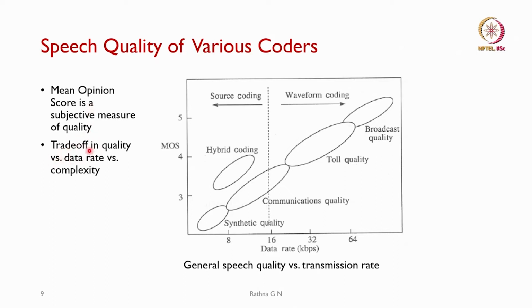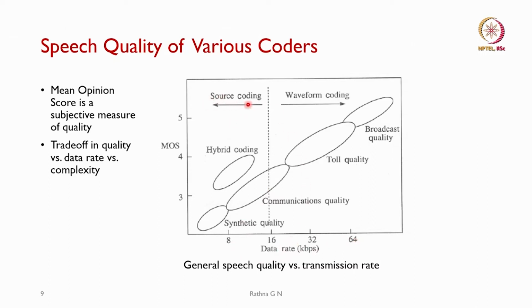So, the other one is the trade-off in quality versus data rate versus complexity, which is shown here. You have seen here that general speech quality versus transmission rate has been plotted. This is the x axis, whereas here the MOS, our mean opinion score, is put. You will see that for synthetic quality, the data rate goes from 8 kilobit per second to 64 kilobit per second, that is what you have seen in the previous one also.